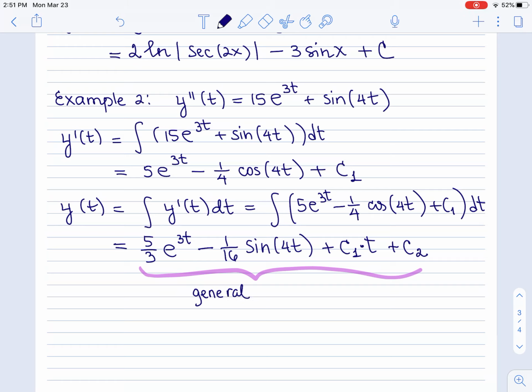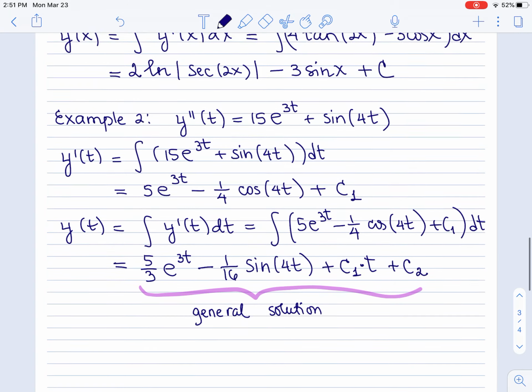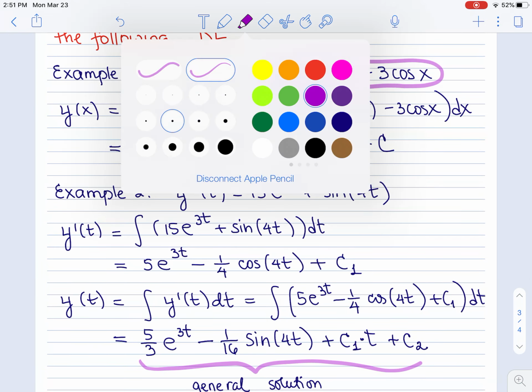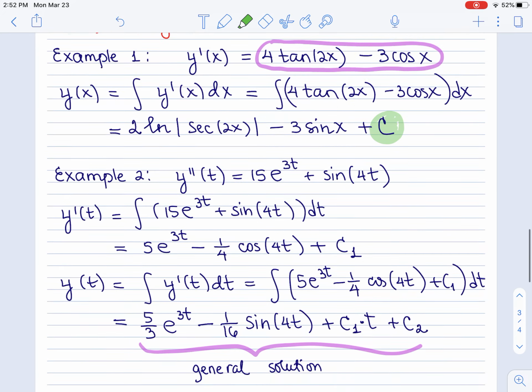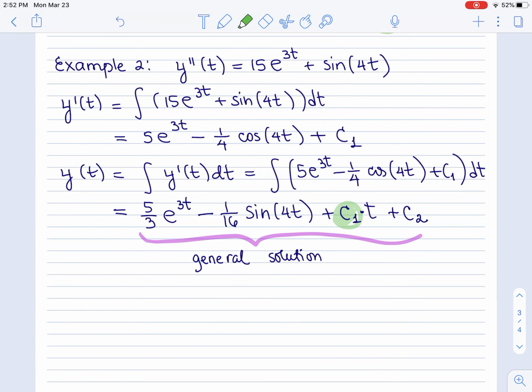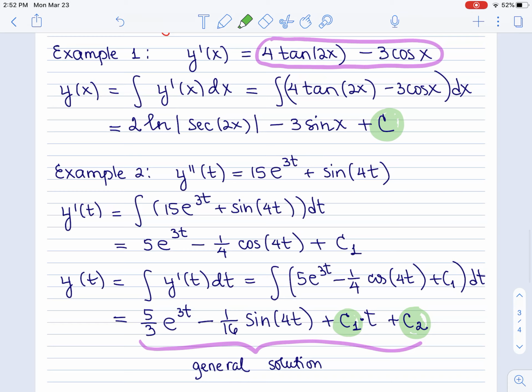Okay, so these constants C1 and C2, you might be asking, well, what are they? Well, that depends on the initial conditions. Notice that in this particular video, we have these constants floating around. Here we have C, for example, and over here we have two of them, C1 and C2. Okay, these are general solutions. So in the next video, we will discuss solving differential equations with initial values where these constants will be found explicitly. Okay, thank you for watching.